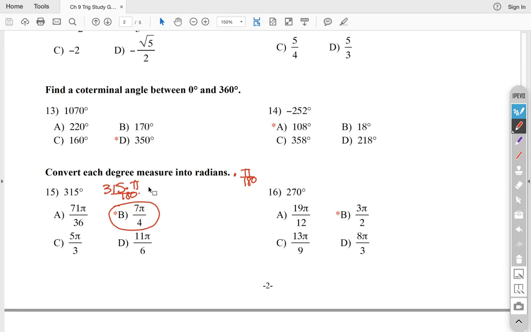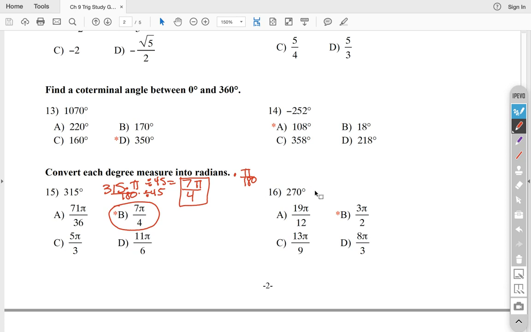It is 7 pi fourths, and the reason why is when you do 315 pi over 180, you can divide the top by 5, but that's not big enough. So divide the top and bottom by the greatest common factor. The greatest common factor is 45. If you divide the top by 45, you get 7, and you still have your pi there. If you divide the bottom by 45, 180 divided by 45 is 4. If you don't know what's in common, just keep doing 5, and then you'll have to do 9 or whatever until you get 7 pi fourths.